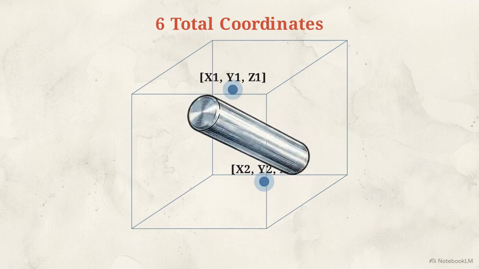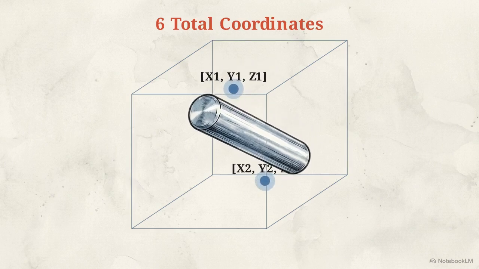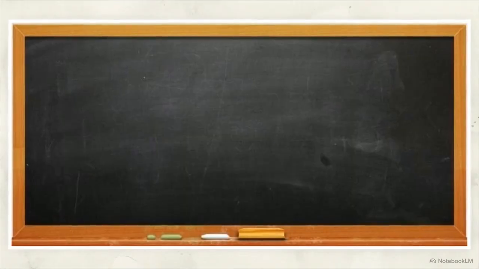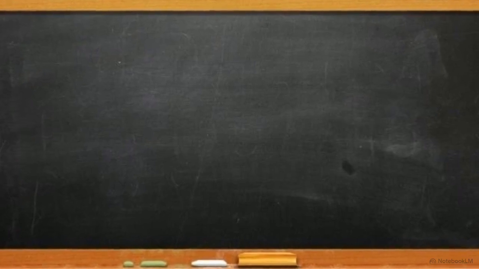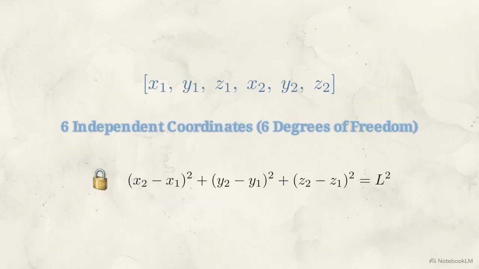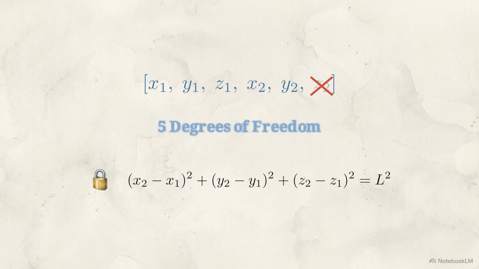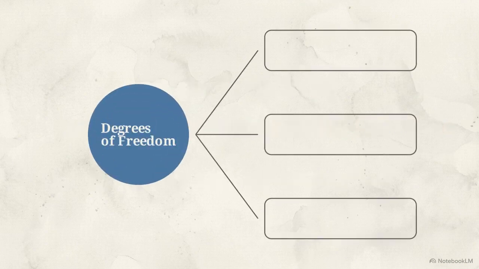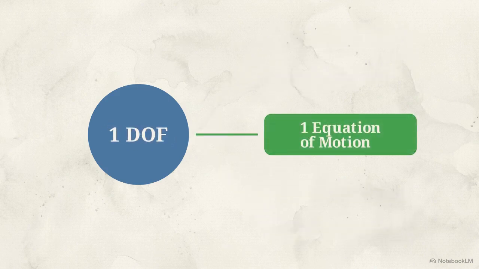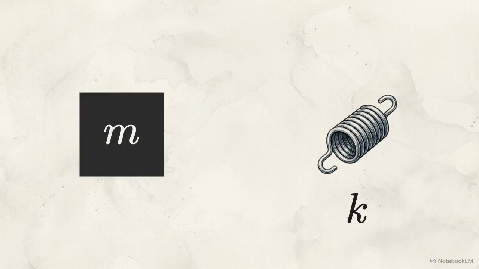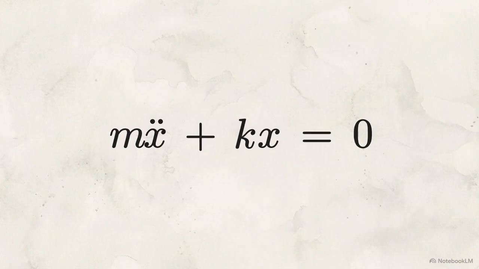But watch what happens to the math if we connect those 2 particles with a rigid rod, restricting them like a diatomic molecule. Because their distance is now locked, the coordinates must satisfy a constraint equation defined by the distance formula. Since we can always use that formula to solve for one of the coordinates, the system drops to 5 degrees of freedom. Every physical constraint you add in the real world directly subtracts a variable in the mathematical world. Establishing your degrees of freedom dictates your workflow. If a system is restricted to a single degree of freedom, you only need to write a single equation of motion to solve it. By taking our isolated mass m and our elastic restoring force k, we can combine them into the standard linear equation, mx double dot plus kx equals 0.